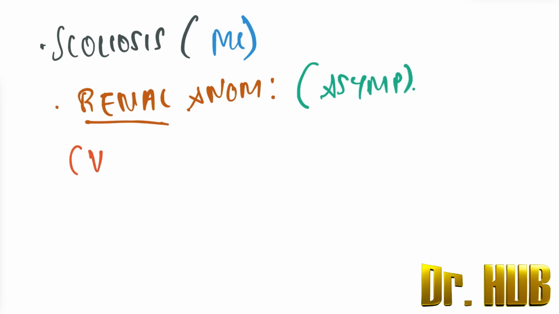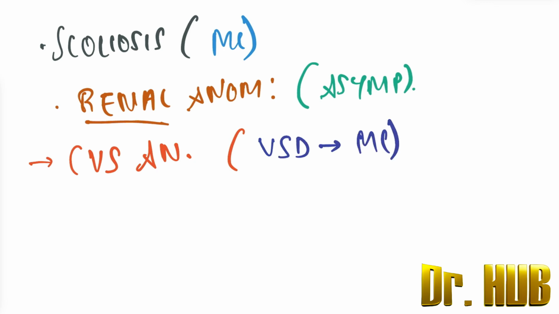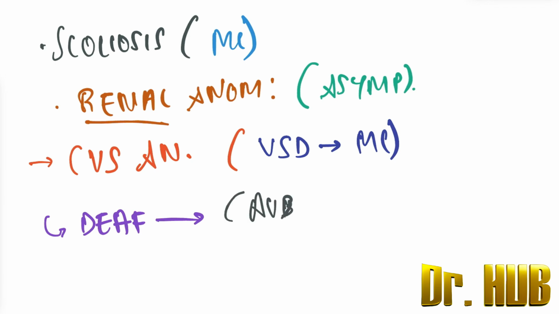Next are some cardiovascular anomalies, and this includes the ventricular septal defect, and this is the most common. Then there is also the presence of deafness, and for this we obtain audiometric testing.